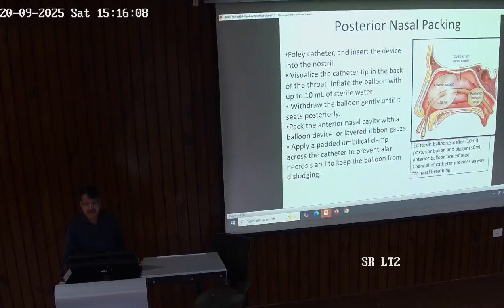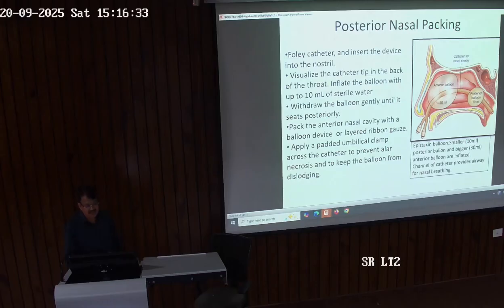This catheter is placed in the nasal cavity. When the posterior end is placed in the nasopharynx, we put 10 ml of normal saline in this catheter. So the bulb is inflated and the choanal part is blocked by this posterior part of the catheter.